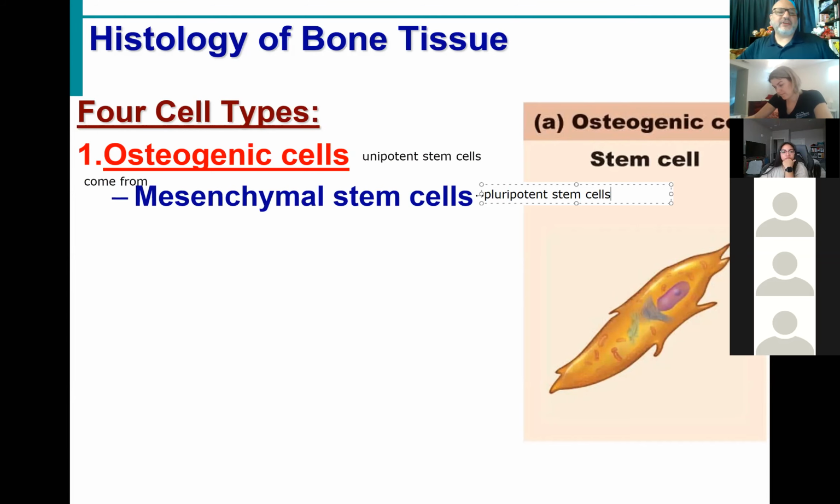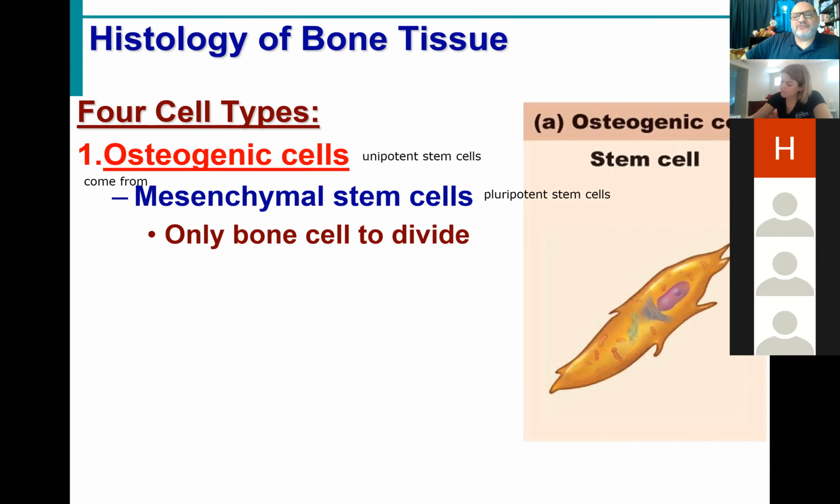One of the special things about these osteogenic cells is that these are the only bone cells that are capable of division. So our mature osteocytes, when they're hanging out inside the bone matrix, those cells can't divide. Our osteogenic cell is the only bone cell that is capable of division.